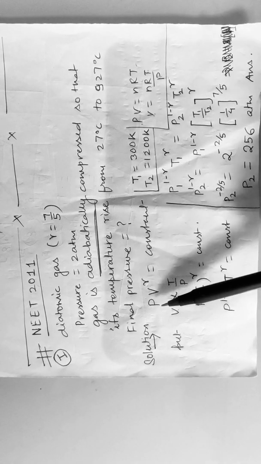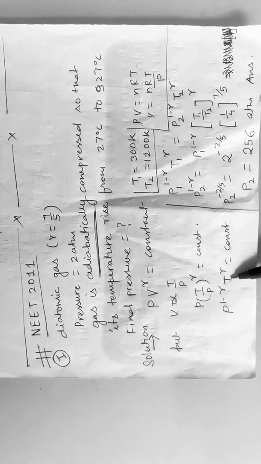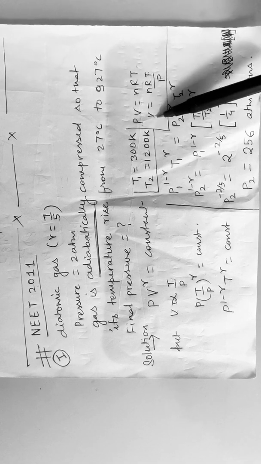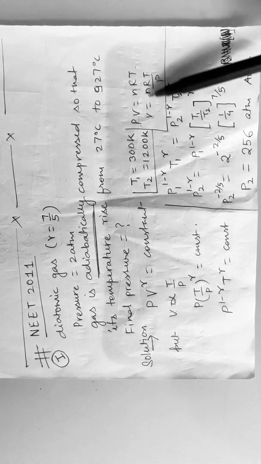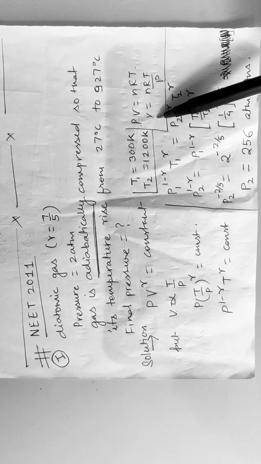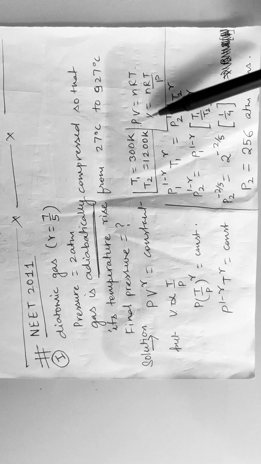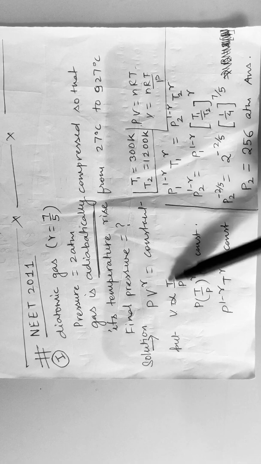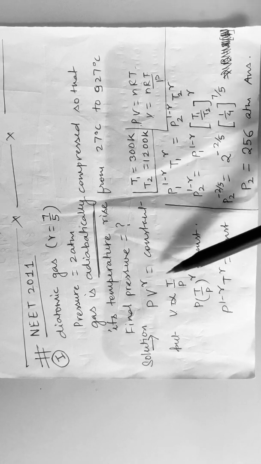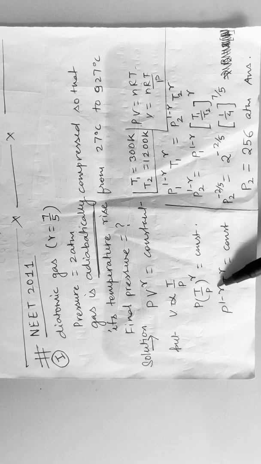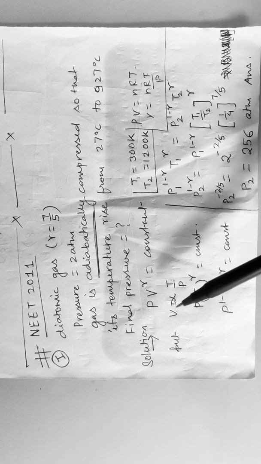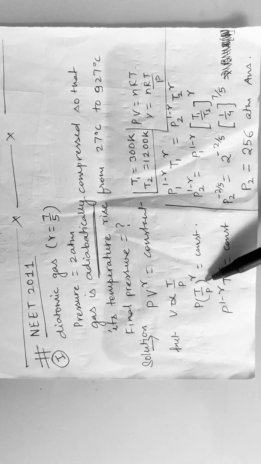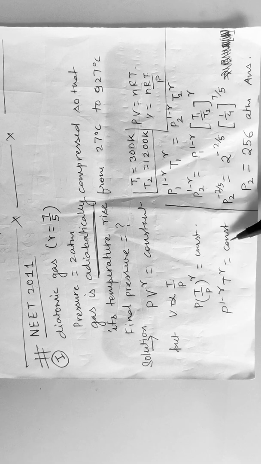Now let us try to convert this equation PV raised to the power gamma in terms of P and T only. From the ideal gas equation, PV is equal to nRT, so V can be written as nRT by P. Now let us think about the constant terms. This n and R will be constant, so V is directly proportional to T by P. Put T by P here instead of V, so it becomes P times (T by P) whole raised to the power gamma. Simplify: P raised to the power 1 minus gamma, T raised to the power gamma is equal to constant.